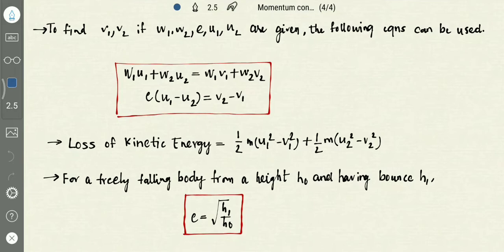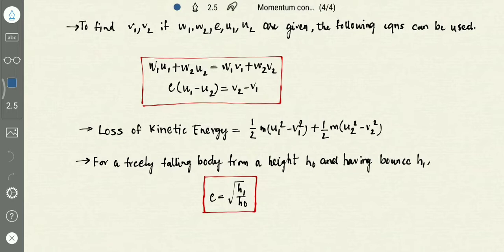So for this, summing up the collision, there are 3 important formulas which we can apply directly to the problems. For example, W1, W2, E, U1 and U2. What are these? W1, W2 are weights of the bodies, E is coefficient of restitution, and U1 and U2 are initial velocities of first body and second body.